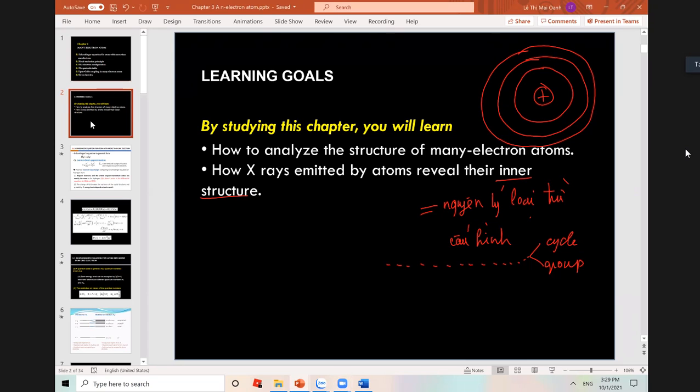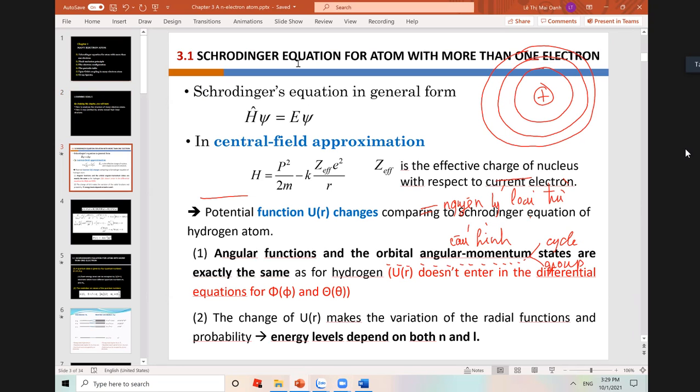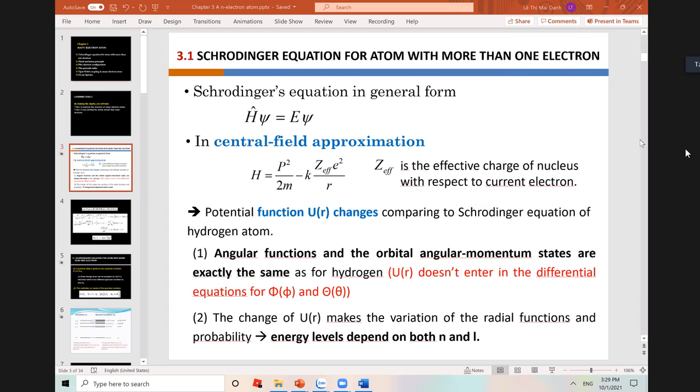Firstly, we consider the Schrödinger equation for many electron atoms. I will go fast in this section because it's too difficult for you. I only talk about some main things relating to this. Firstly, you apply the Schrödinger equation in general form for one electron in many electron atoms. For example, you can have a nucleus here and the shell.